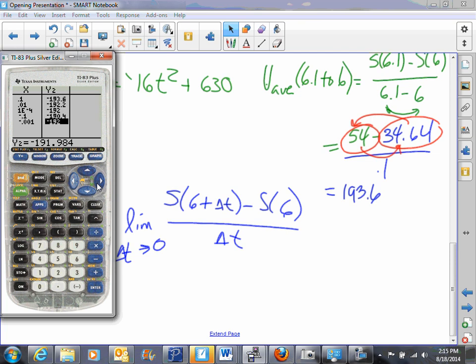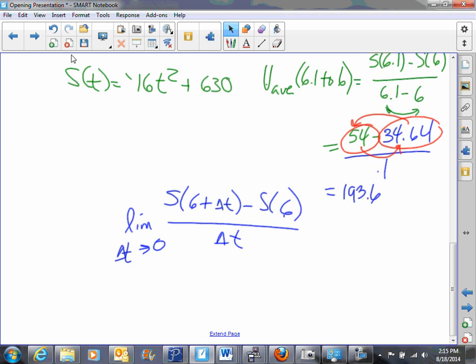So what we're claiming here is that as delta t gets closer and closer to 0, as our 2 points get closer and closer together, the velocity of this penny 6 seconds after we drop it, neglecting wind resistance and all that kind of stuff, is 192 feet per second. Whew, wow. Okay. Now, that's the kind of thing that we're going to do in this chapter.